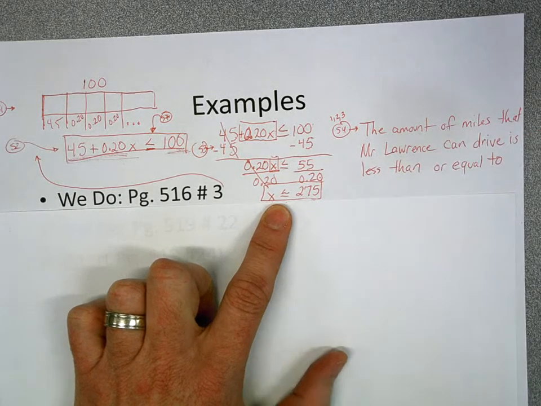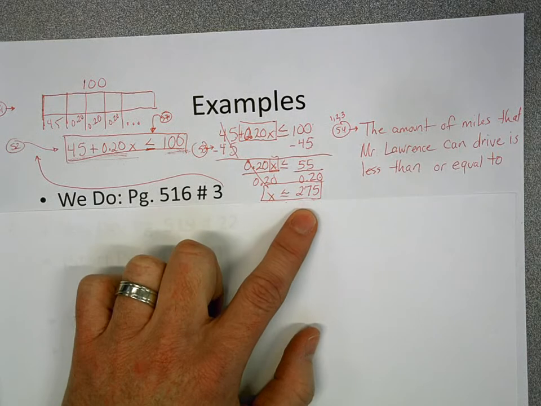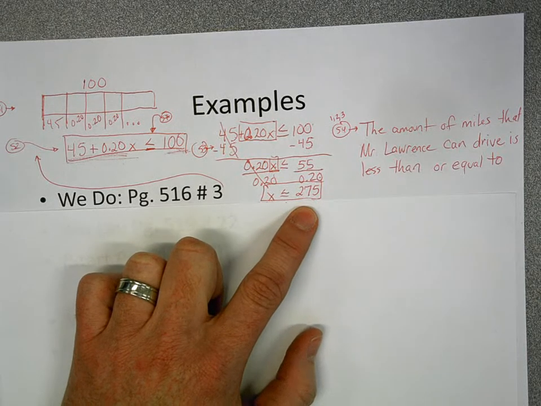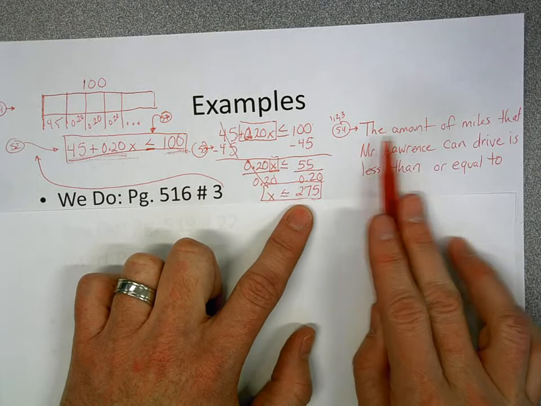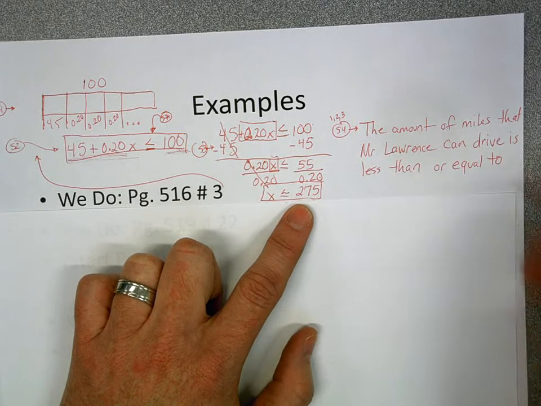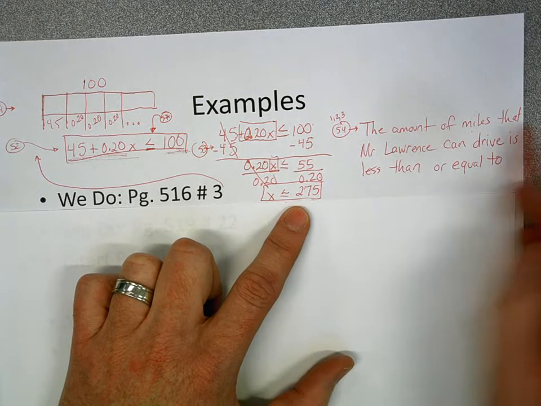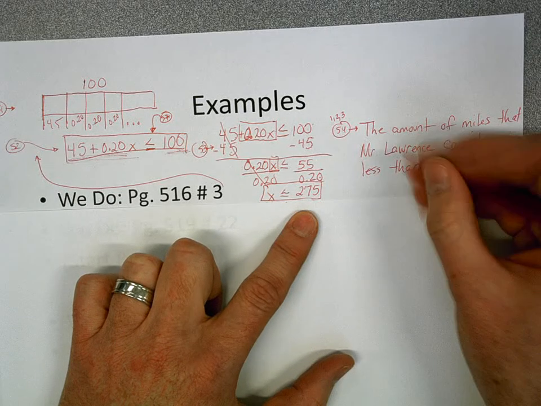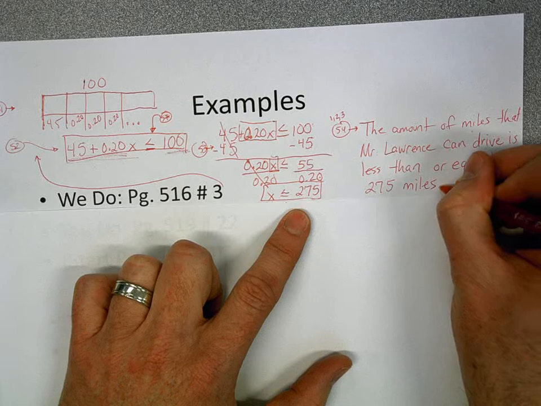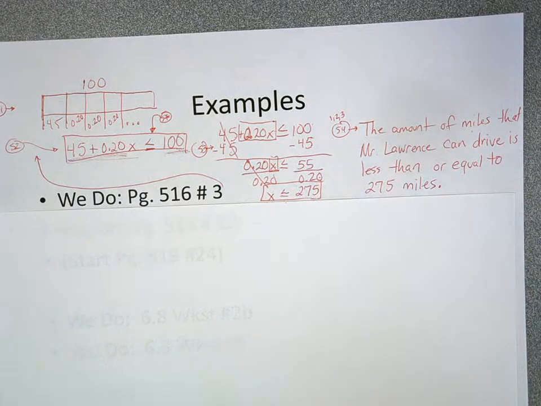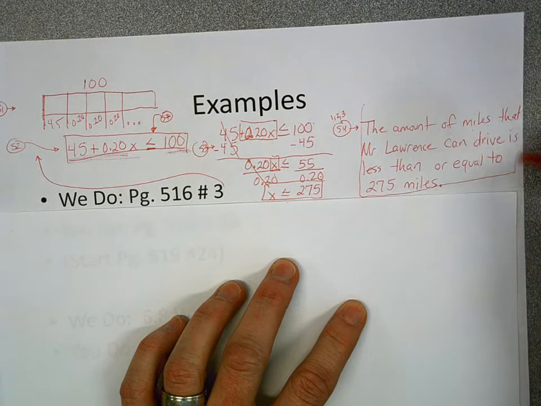And I'm going to pause for a second. And then we're going to write 275. But I need to know what kind of units. So you can almost reread this and it will tell you the amount of miles that Mr. Lawrence can drive. There you go. It's miles. The amount of miles that Mr. Lawrence can drive is less than or equal to 275 miles. Get your units on there. And we are done. And that is an interpretation.